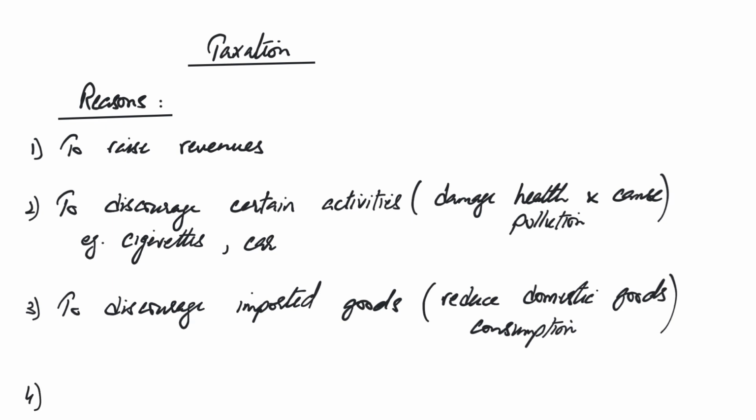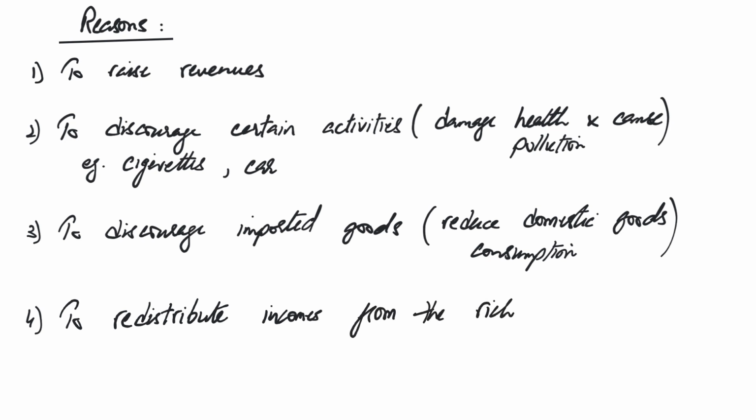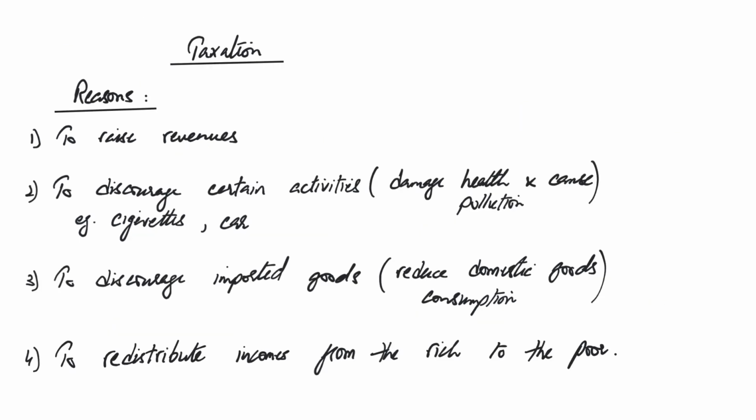And number 4, why are we taxing? We say, you know what, to redistribute incomes from the rich to the poor. Okay, तो ये तो हो गया हमारे taxation and the reasons for taxation.